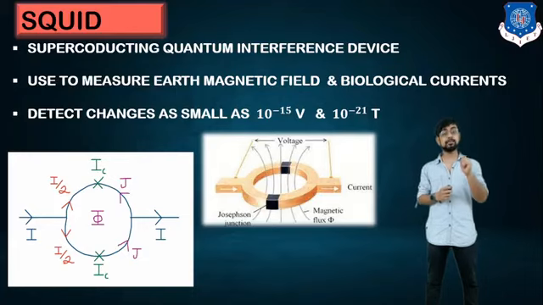We know that biological currents are extremely low. To detect these changes, it can detect as small as 10 raised to minus 15 volts to 10 raised to minus 21 Tesla. Basically, it is utilized to detect the smallest change in the current by means of the magnetic flux. So this was all about the SQUID.